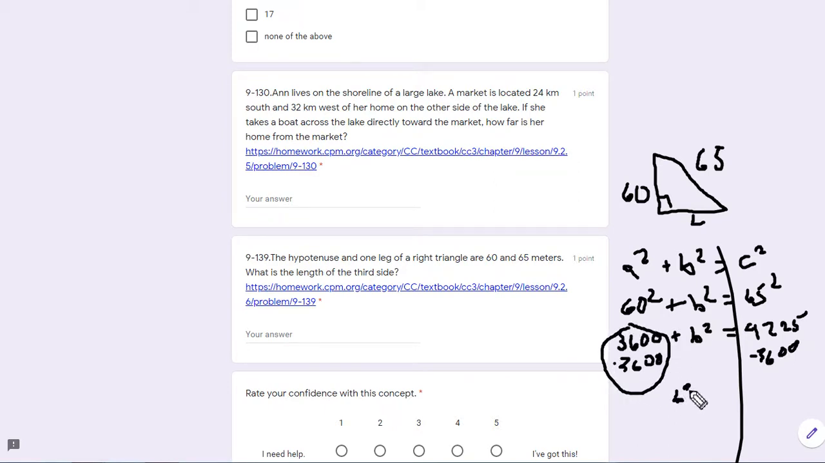Leaves me with b squared on this side, and we are going to do that math. It leaves me with 625. But that is not my answer because that's still squared. So we need to take the square root of both of these. Square root of b squared is just b. And the square root of 625 equals 25. Okay, there we go. So our b is 25.